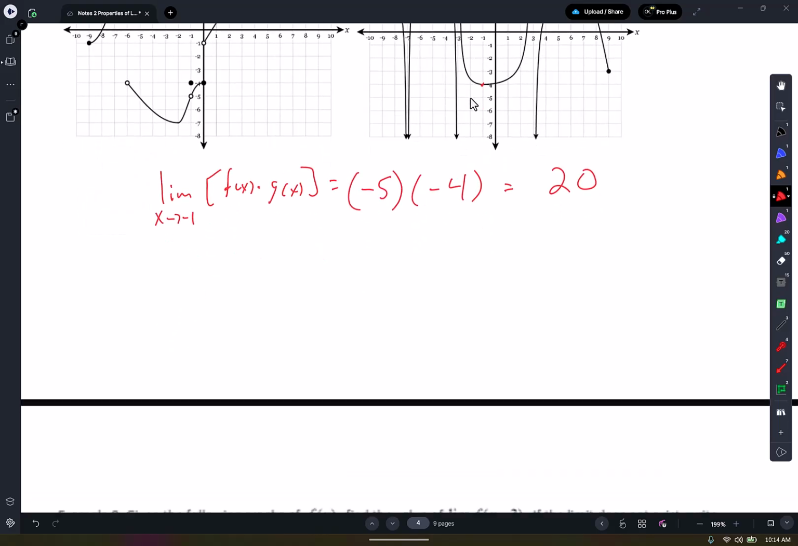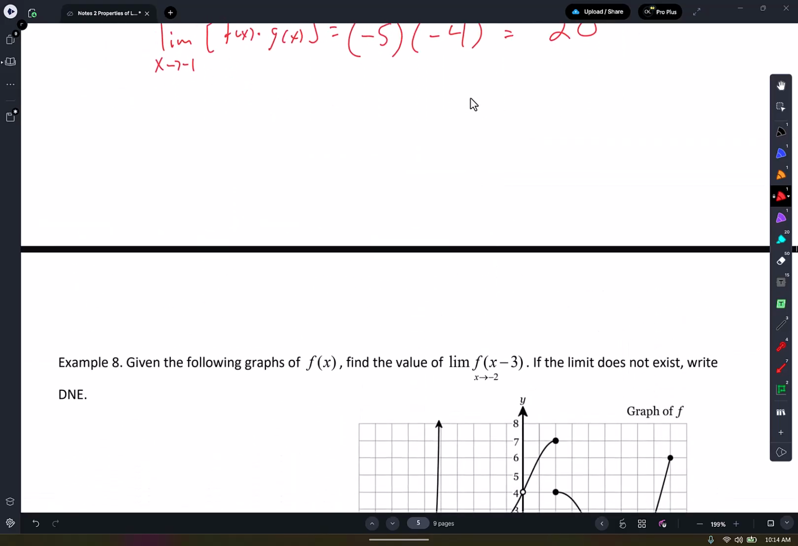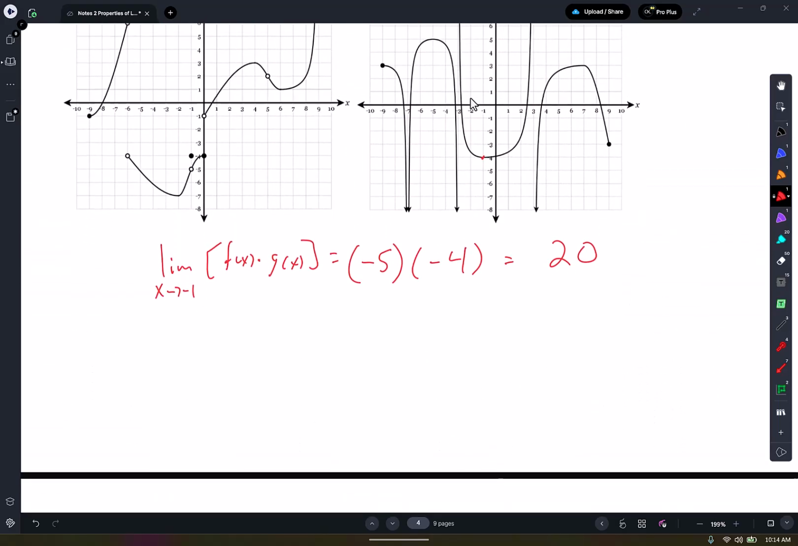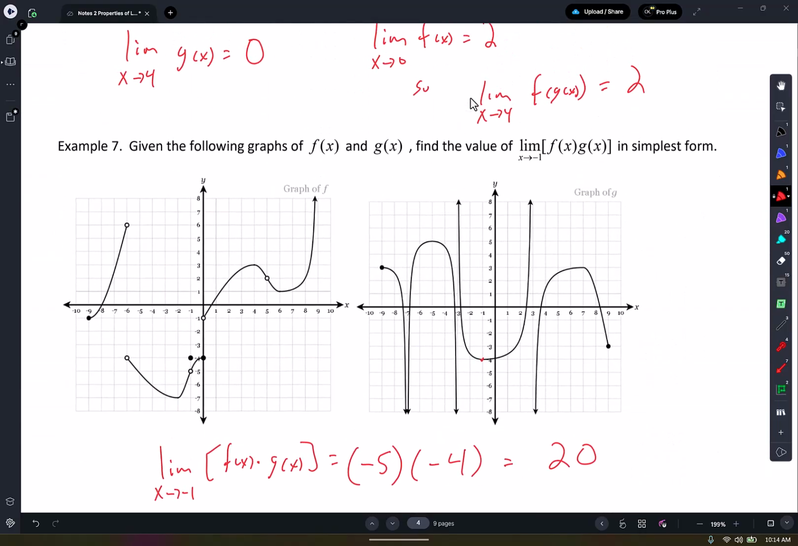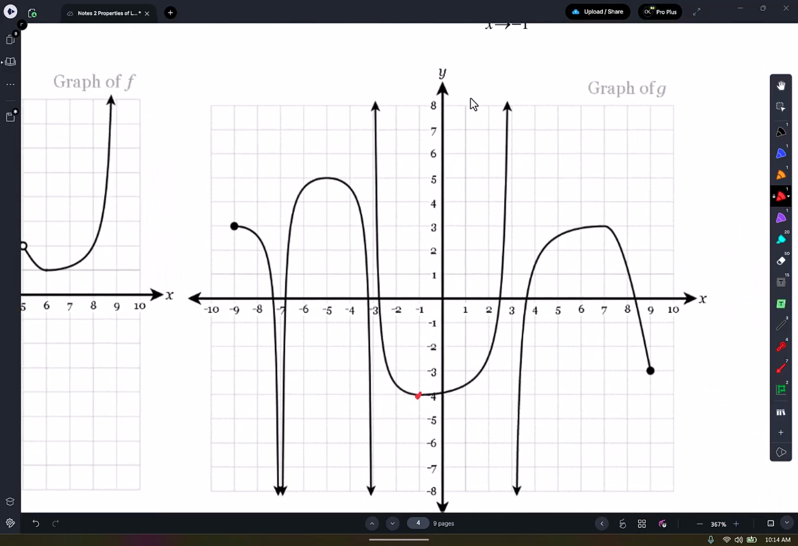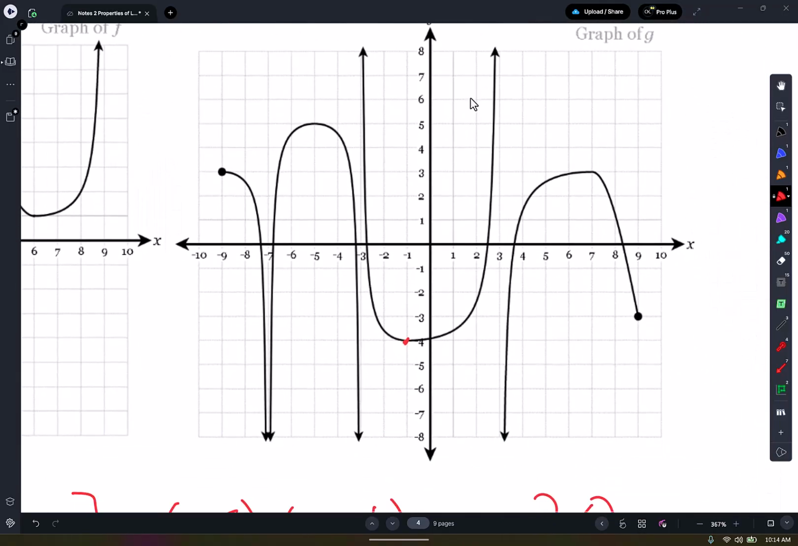So, okay. We're still all right? Oh, where did I get the what? No, you're good. Look at this one right here. This is a graph of g, and I'm looking for where I'm approaching negative 1. As I approach negative 1, it looks like I hit negative 4.